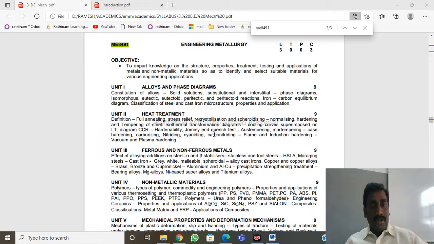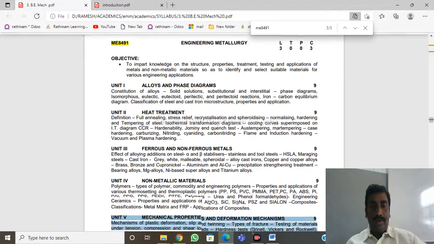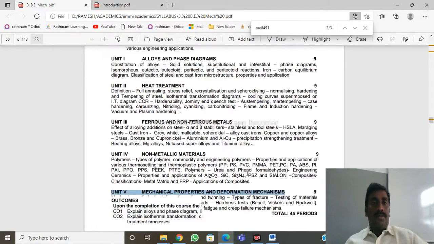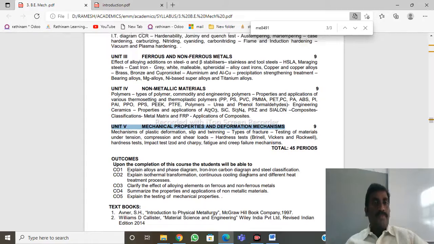In this subject, we are categorized into five units. Unit one would be alloys and phase diagrams. Unit two would be heat treatment. Unit three, ferrous and non-ferrous metals. Unit four, non-metallic materials, and unit five, mechanical properties and deformation mechanisms. So these are all the headings of the subjects which we are going to see.